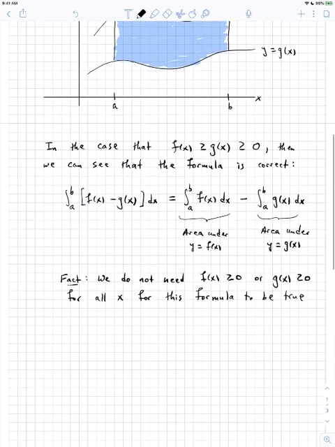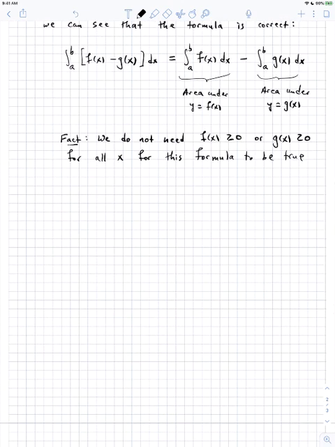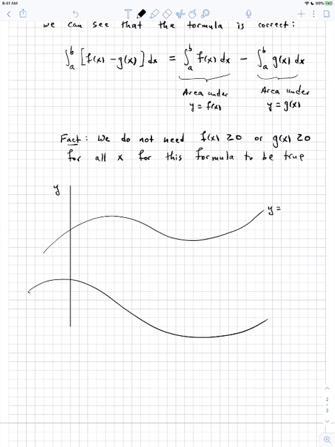Now why is this true? Well, imagine that you have some region, and we don't need to draw in the x-axis here. Let's say that this is the y-axis, and we have two functions like so. The top one is y equals f of x, and the bottom one is y equals g of x. Now, if you want there to be an x-axis, we can draw one in, but it doesn't have to be anywhere in particular. We can just draw it right here, for example. So this can be our x-axis.